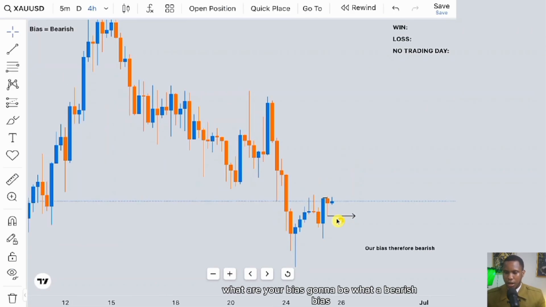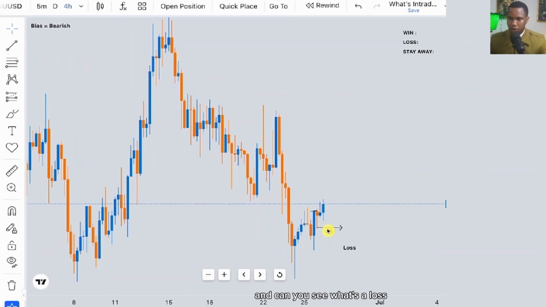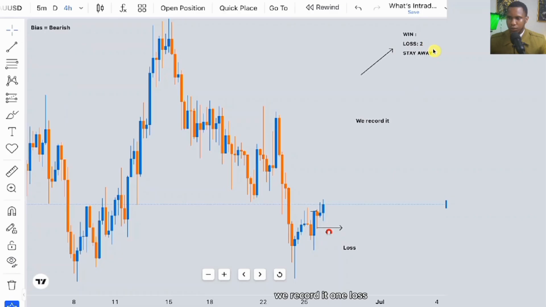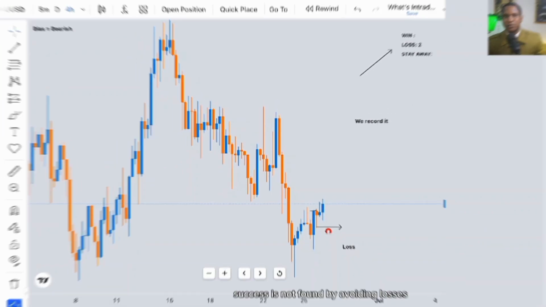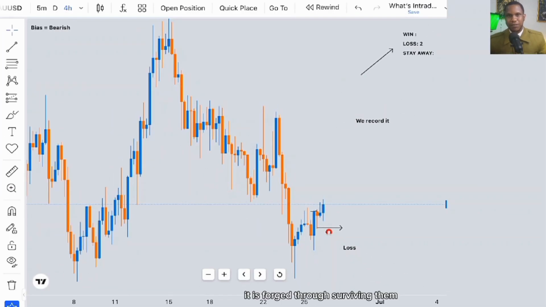What will our bias be? A bearish bias. And can you see, it's a loss? We record it: one loss. Trading is not about winning. We take losses in trading not because we are wrong, but because this is the nature of the market. In fact, I've come to realize that in trading, success is not found by avoiding losses. It is forged through surviving them.